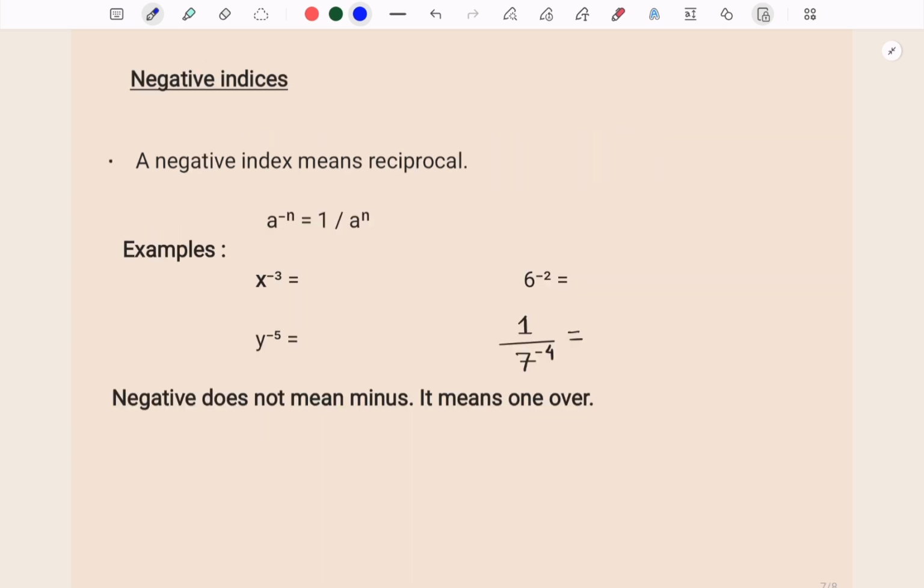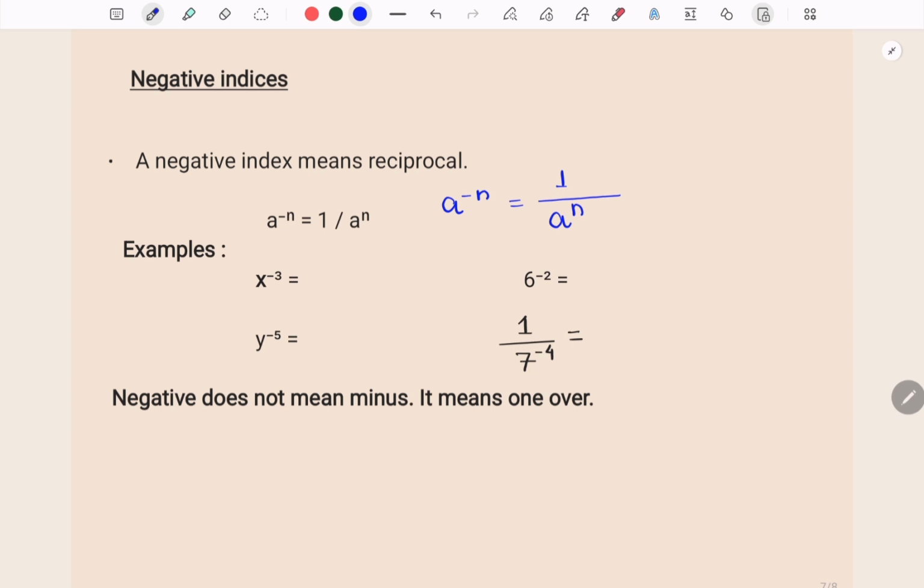Now let's talk about negative indices. A very common mistake students make is thinking a negative index means a negative value. It does not. A negative index means reciprocal. A raised to the power minus n becomes 1 over a to the power n. That is very important. That is the definition of negative indices. A raised to the power minus n becomes 1 over a raised to the power n.